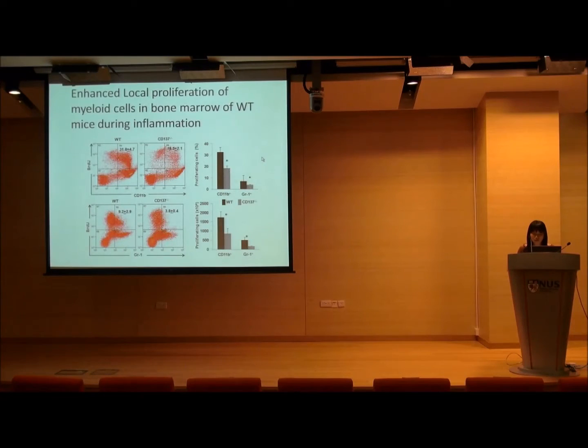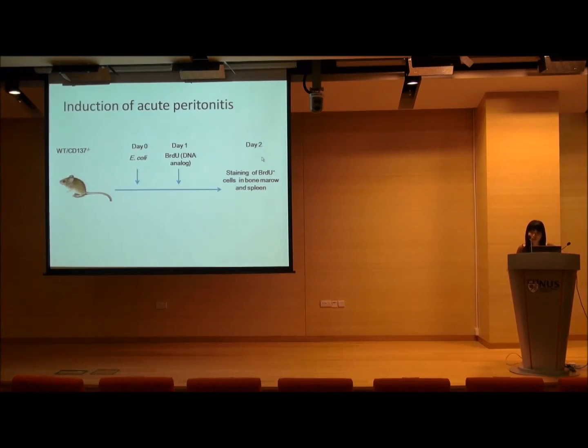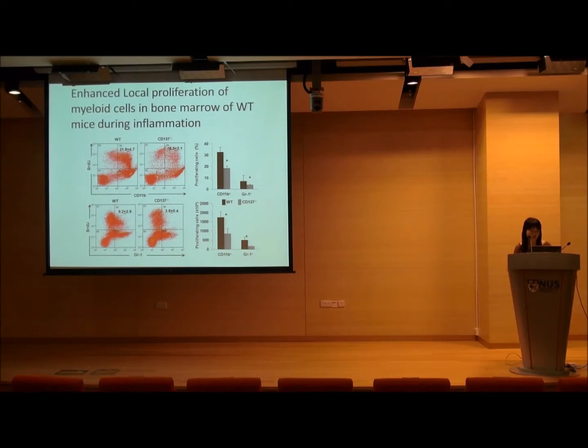And how about whether the cells are really proliferating? In order to know that, I give the mice a DNA analog, which is called BrdU. Whatever cells are proliferating will take up the BrdU, and then I stain the BrdU, and I know that indeed the cells are proliferating in the wild type mice. So again, please look at this population, the cell of interest. The cells are positive for BrdU, the DNA analog, and also CD11B.